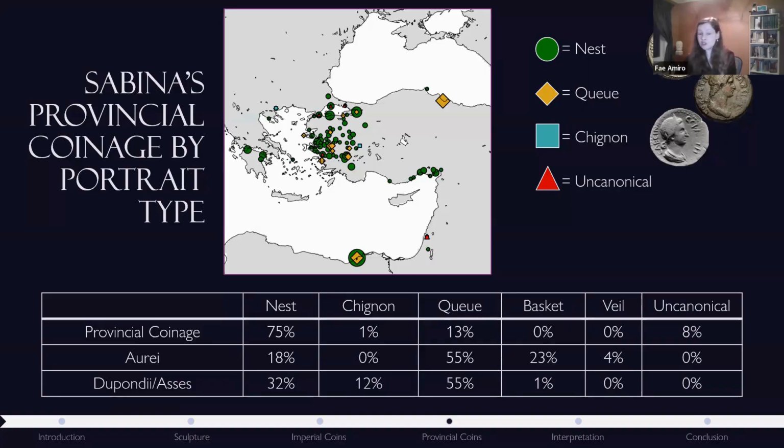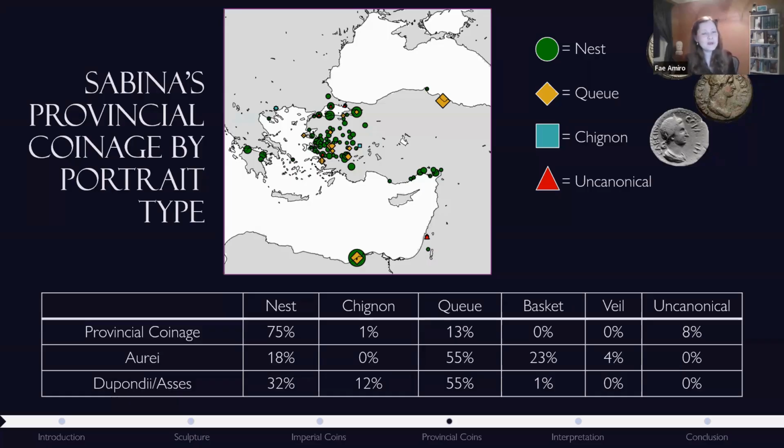So once again, a huge difference from the other media we've seen so far. 75% of the provincial coins represent the nest, which is once more a pretty big difference from what we saw on the imperial coins or the sculptures. We also see the basket is entirely absent, despite, again, being the most common type in sculpture. And we also see our first appearance of identifiable uncanonical images, and they make up about 8% of the total coin portraits from the provinces of Sabina.